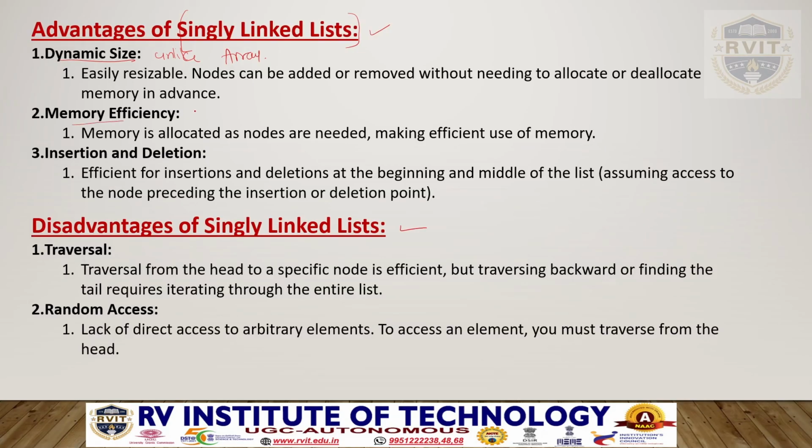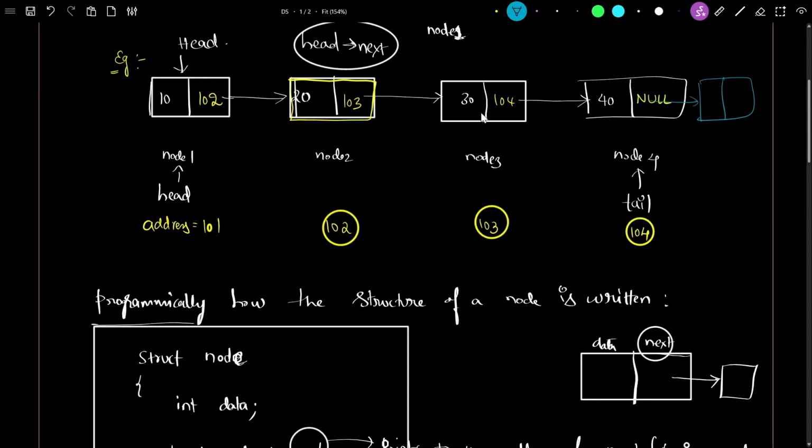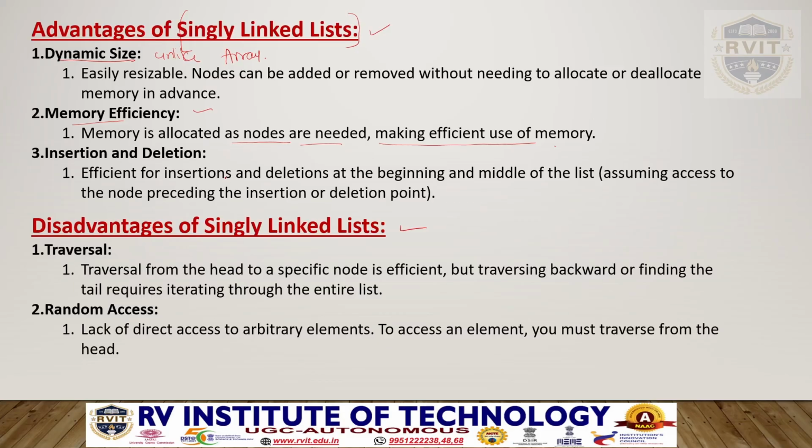Next, memory efficiency. Because the memory is allocated as nodes are needed, it makes efficient use of memory. If I want to store only 4 data points, I will be using only 4. In an array, if we create a size of 5, say 20, 30, 40, but I am using only 4 blocks, one is wasted, unlike in a linked list. Then insertion and deletion: it is efficient for insertions and deletions at the beginning and in the middle of the list.